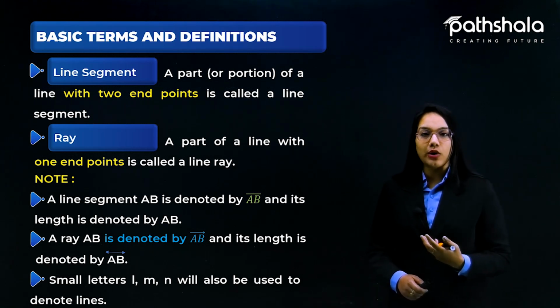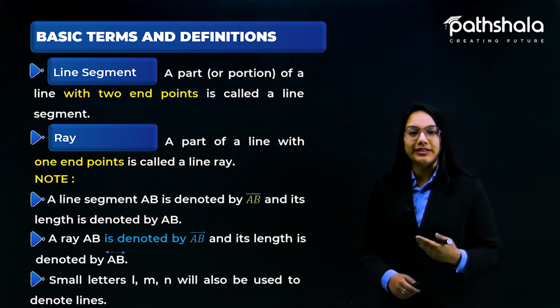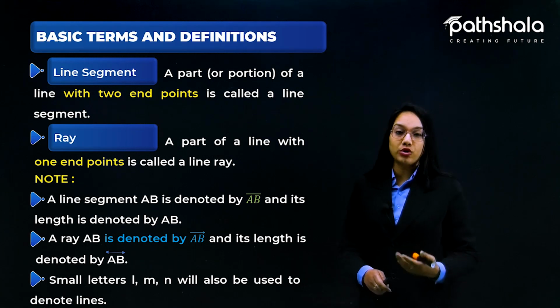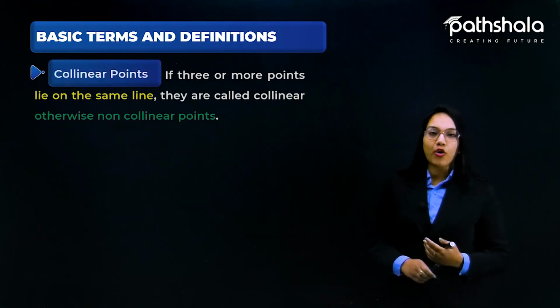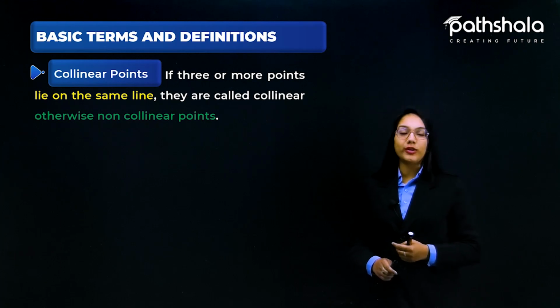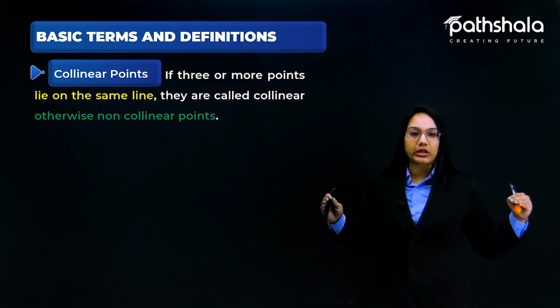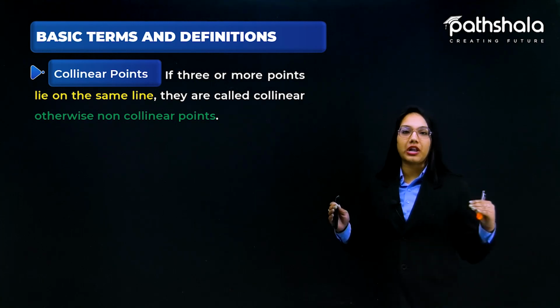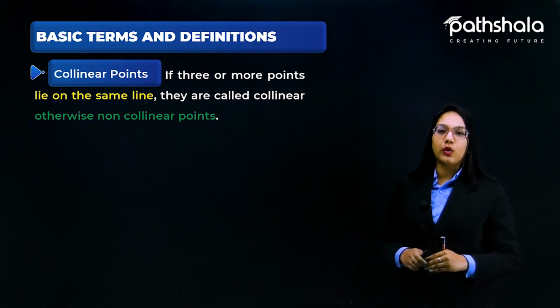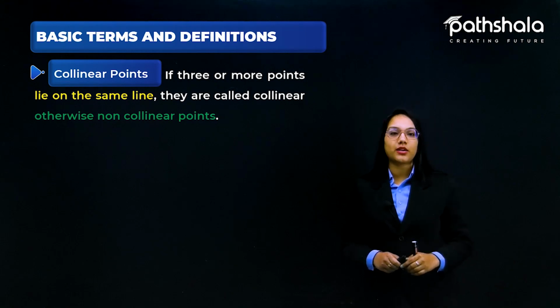So this is all about the definition of the line segment and the ray and some of the notes related to them. Now let's move on further and talk about collinear points. What are collinear points? If three or more points lie on the same straight line, they are called collinear. Otherwise, they are called non-collinear points.